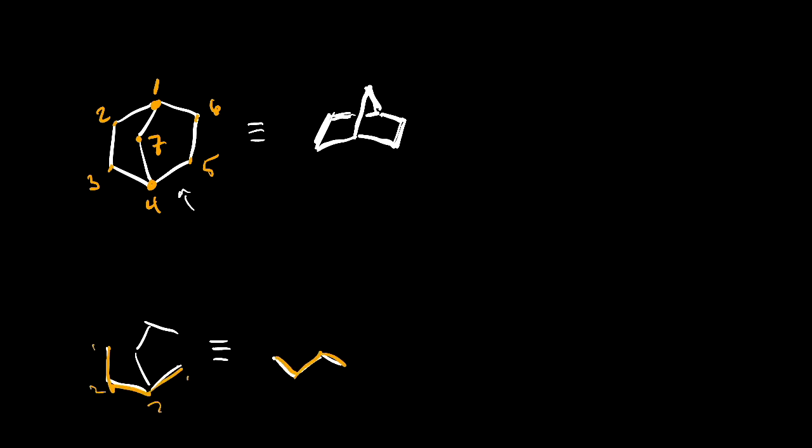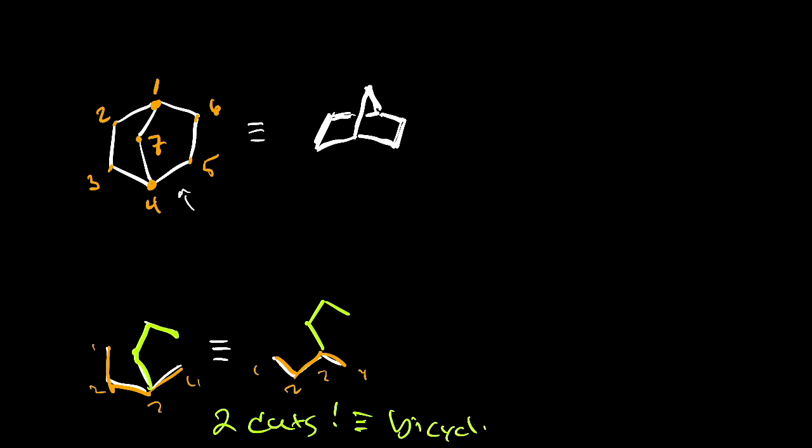1, 2, 3, 4, 1, 2, 3, 4, and then I've got this little weird substitution pattern here. So that's a straight chain, right? There's no cycles in it at all. But the point isn't the carbon counts or any of that. In order to get rid of all the cyclic systems, I made 2 cuts, which means it's a bicyclic system, right? If I had to make 3 cuts, it would be tricyclic. So we can rest assured that in this particular case, we have a bicyclo system.